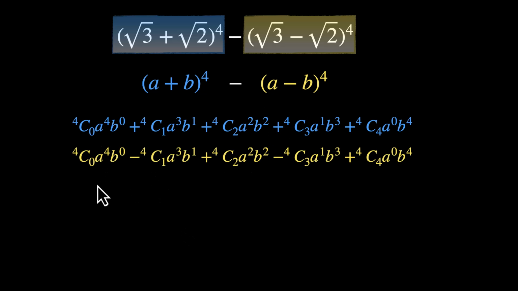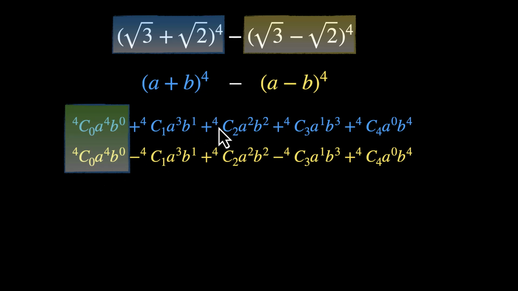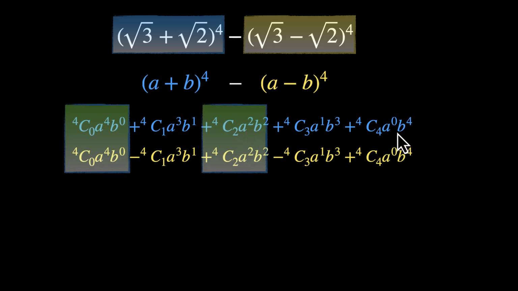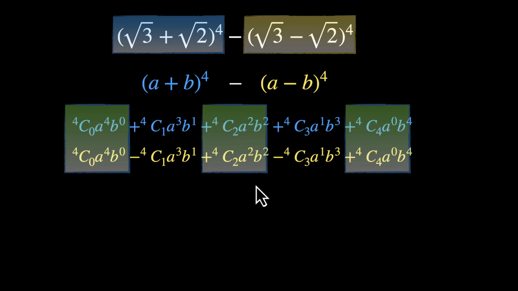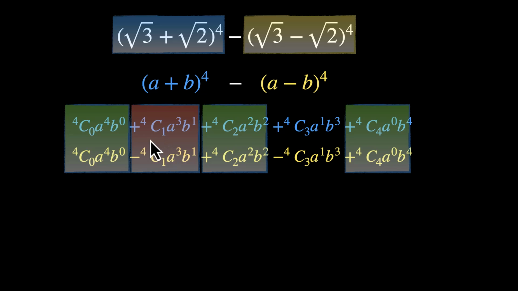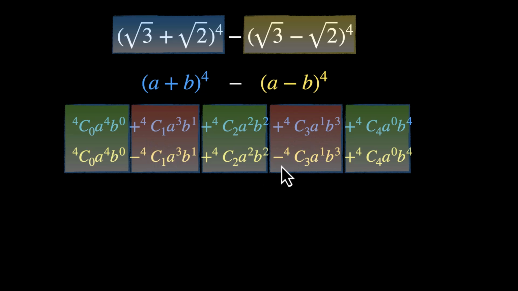Notice that these two terms are the same, then these two terms are the same, and then these two terms are the same. These have even powers of b. These two terms are not the same. This one's positive, this one's negative. Same is the case here, positive and negative. These have odd powers of b. So we're subtracting the second row from the first row. If we're subtracting them, we'll cancel out the things that are the same. This minus this is 0. We have 0 here and we have 0 here.